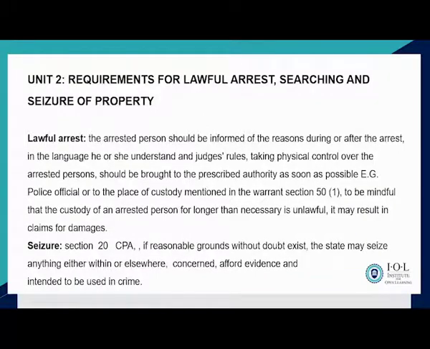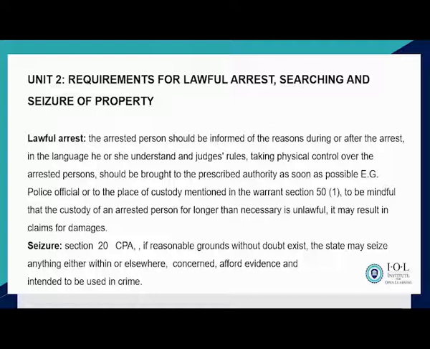Unit 2, requirements for lawful arrest, searching and seizure. Lawful arrest. The arrested person should be informed of the reason during or after the arrest in the language he or she understands, and Judges' Rules. Taking physical control over the arrested person, who should be brought to the prescribed authority as soon as possible, e.g., police official, or to the place of custody mentioned in the warrant, section 50, subsection 1.